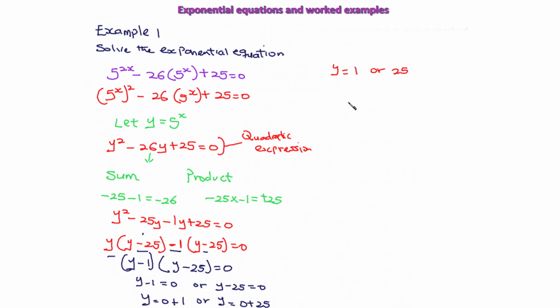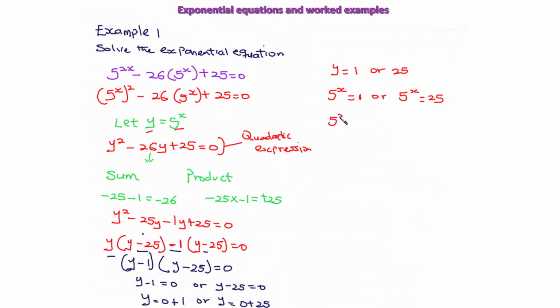Now let's go back to our initial stage. Remember we said y is equal to what? 5 raised to power x. Now you can substitute the value here to get the value for x, because from the beginning we're looking for x, not y. Now you have 5 raised to power x is equal to 1, or 5 raised to power x is equal to 25.